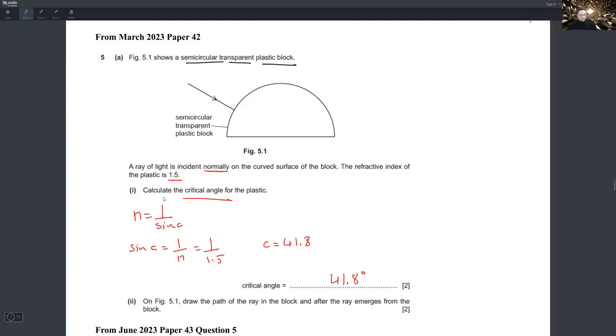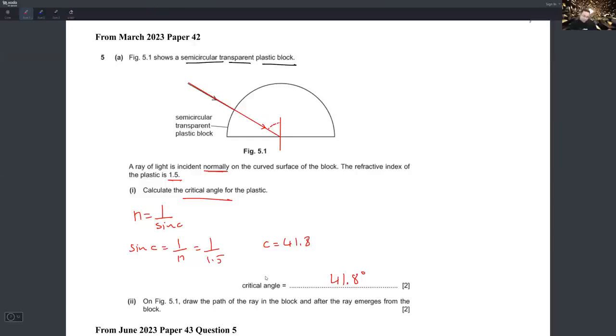Now, on figure 5.1, draw the path of the ray in the block and after it emerges from the block. Now, a little while ago someone asked me and I forgot the answer. Should you measure the angles with your protractor? Well, most of the time you don't need to. But I'm telling you, here you should.